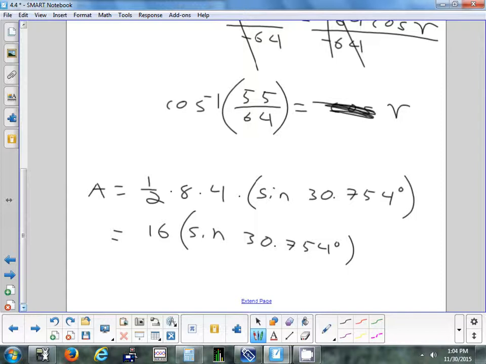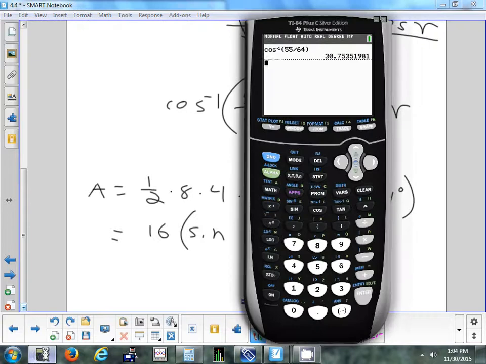Okay. Now we've got to use our calculator. But we know the sine of 30 is pretty close to what number? A half. So this answer is going to be pretty close to 8. Okay, a little bit bigger than 8. So 16 times sine 30.754. We get about, let's just say, 8.18.